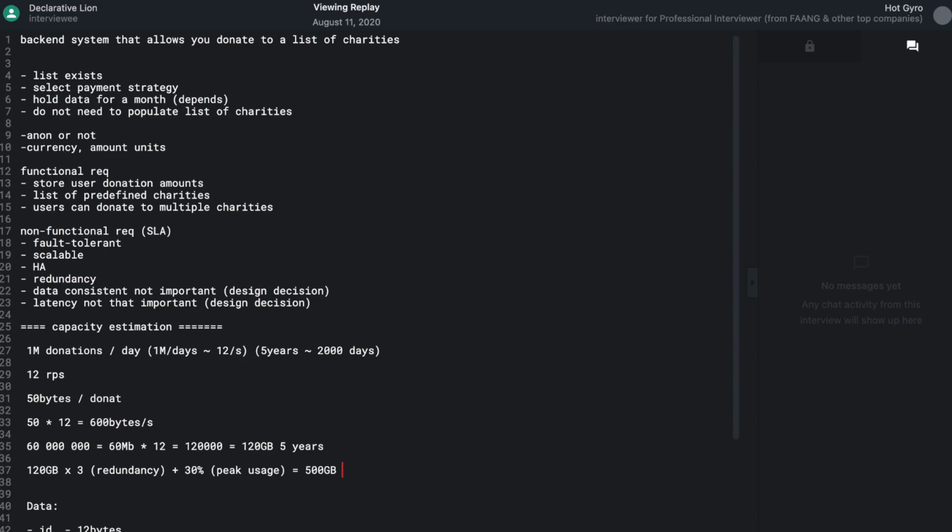Now, the actual number doesn't really matter. What matters is you need to consider the redundancy, the peak usage, like a little buffer room. That shows to the interviewer that you're considering the future as well, right? So just little things here in the capacity estimation. Does everything make sense so far? Yeah, that's awesome. Thanks.